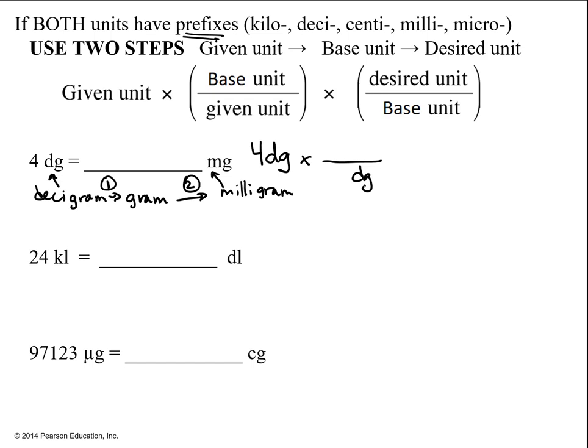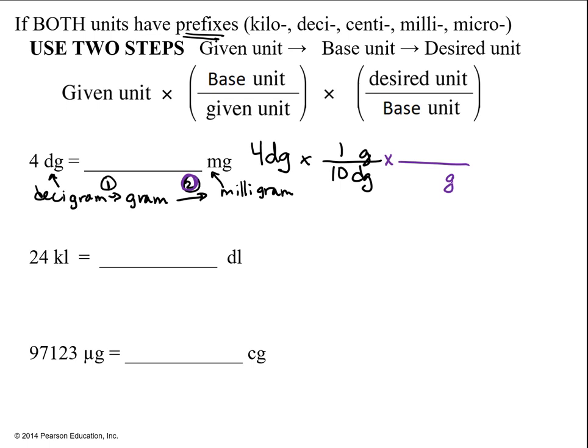And I want to go to what? Grams. So in this first step, I want to do a decigrams to grams ratio. Whenever I see deci, what goes in front of it? 10. Grams gets the 1. So I did that first step. Now let's do the second step. Here's step number 2, times a line. Now what do I put on the bottom?